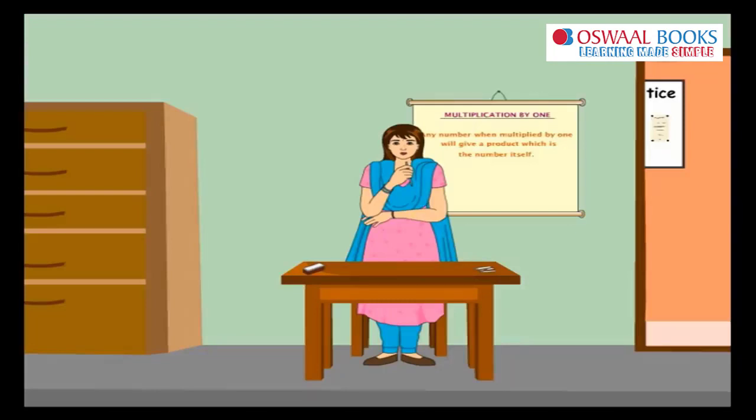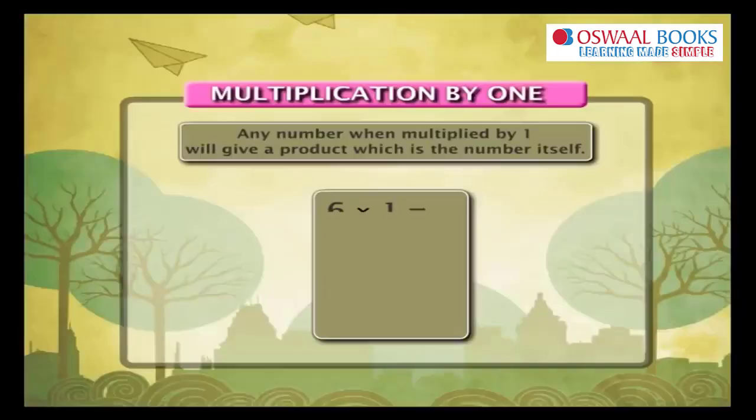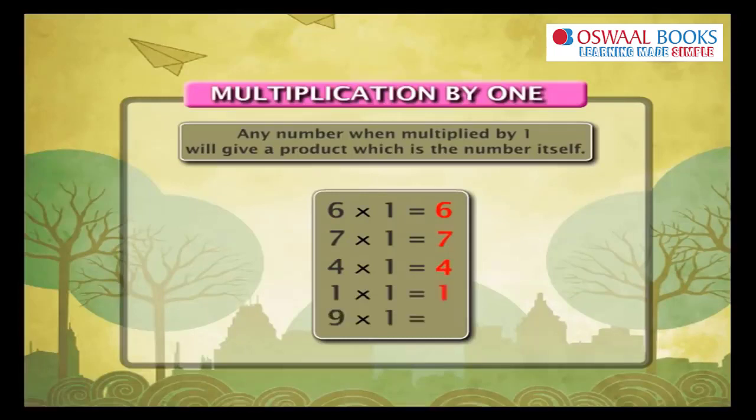Any number, when multiplied by 1, will give a product which is the number itself. For example, 6 into 1 will give you 6. 7 into 1 is equal to 7. 4 into 1 is equal to 4. 1 into 1 is equal to 1. 9 into 1 is equal to 9, and so on.